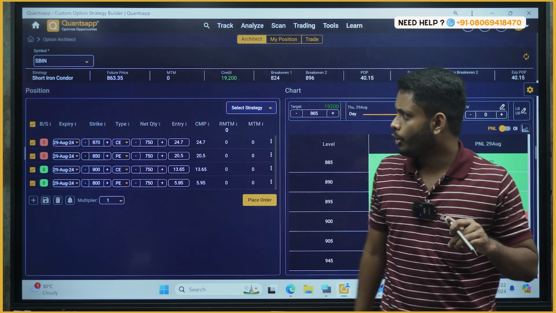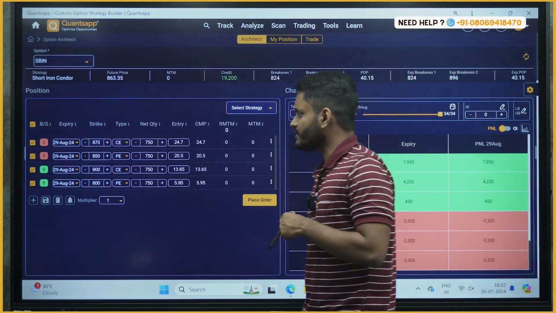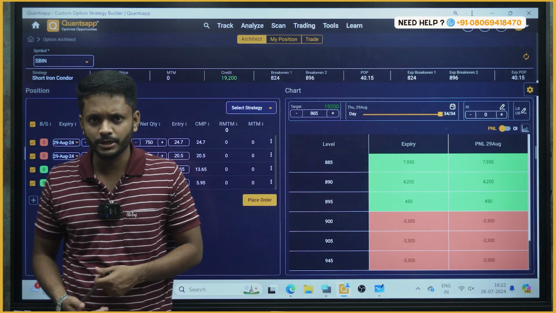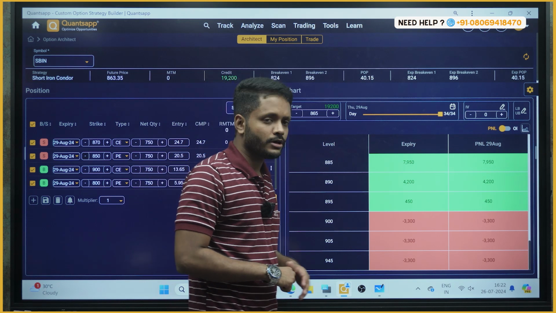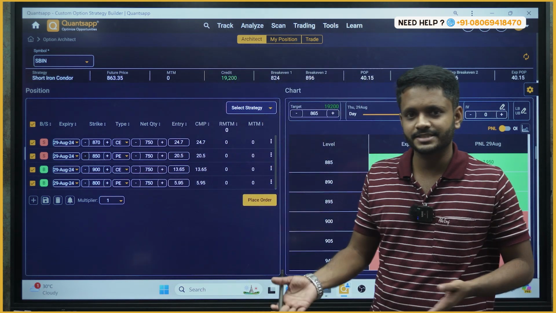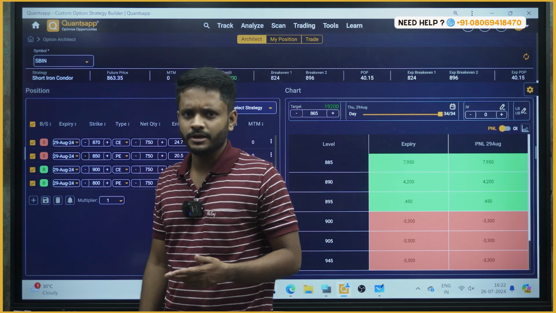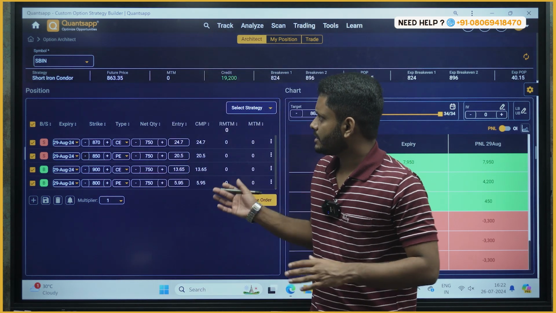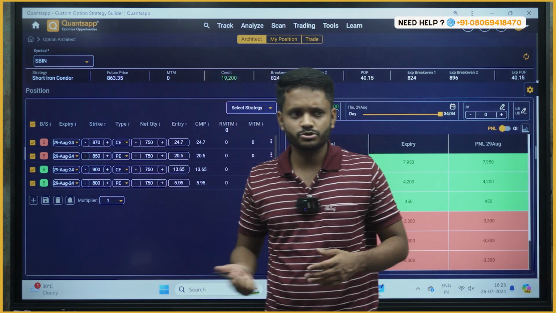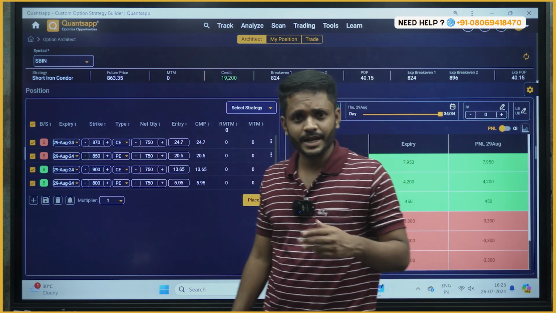I hope you understood this strategy. This is one of the widely known strategies which people use, short iron butterfly or short iron condor, whenever you expect a stock to stay sideways. You can deploy this strategy on index stocks. You can explore these two strategies, and you can definitely use Option Architect.